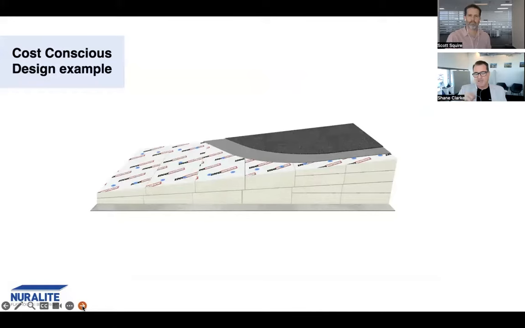Okay, so this is an example of a real life project. This was a 1,400 square meter commercial project. The original design was 2 degrees of tapered insulation on a flat metal tray substrate with a 2-layer torch on. We looked at this design, and yes, it would work. It would be incredibly thermally efficient. It would have a very robust membrane system. However, it came at a massive cost.